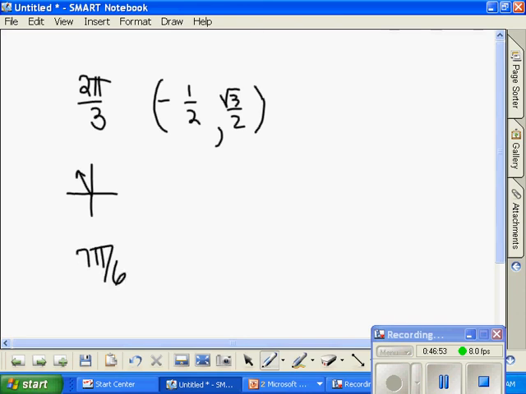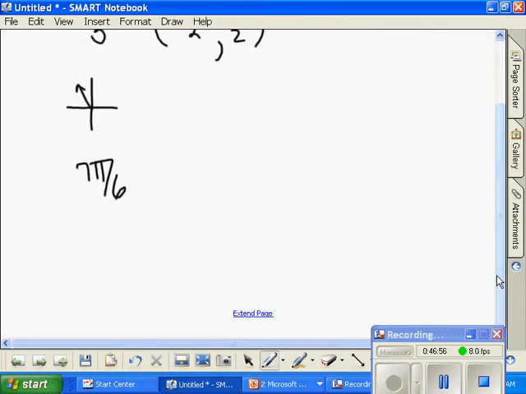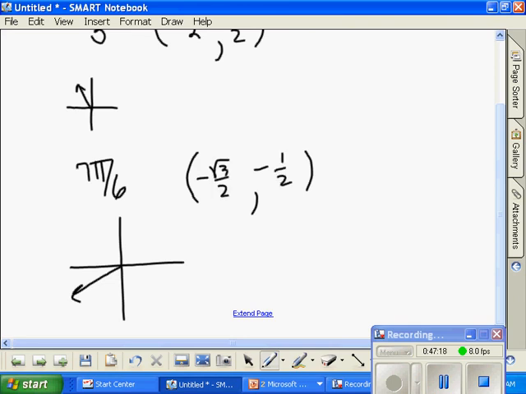If I give you 7 pi over 6, where's that at? It's in the third quadrant, right? If it's in the third quadrant, then you automatically know that it's negative, negative. Now, what's the ordered pair that goes with it? It's going to be the reverse of what we just had, right? It's going to be root 3 over 2 and 1/2. Some of you are looking at your unit circle, and that's fine. But eventually we want to be able to do this without it. We just want to know it.